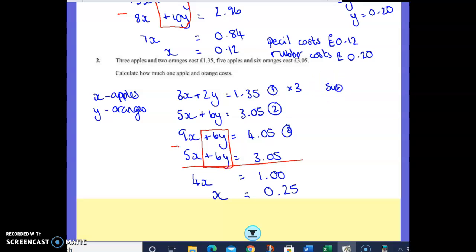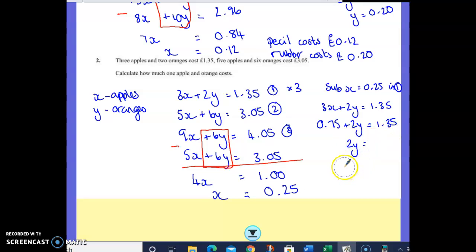We'll sub into 1. So we get 3x plus 2y equals £1.35. X is 0.25 or 25p. 3 lots of that gives me 75 pence. Plus 2y is £1.35. So 2y is 135 take away 75p, 60 pence, 0.60, so y must be 30 pence.